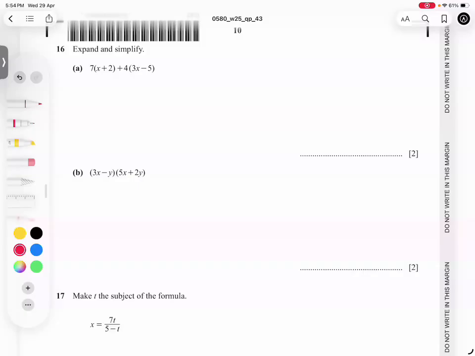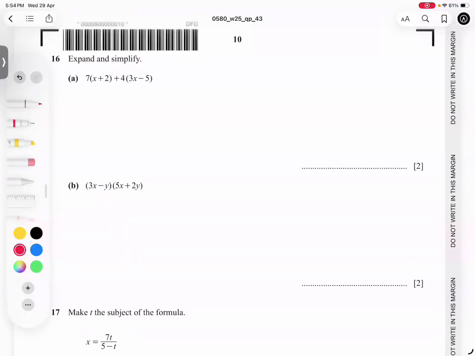Question number 16, students, we have to expand and simplify. 7 times 2x, 7 2s are 14, and the same, 12x, and 4 5s are 20. So I'm getting here, students, 7 and 12. If I check it, it becomes 19x, and solving these two numbers, I'm getting negative 6. So this is our 19x minus 6.